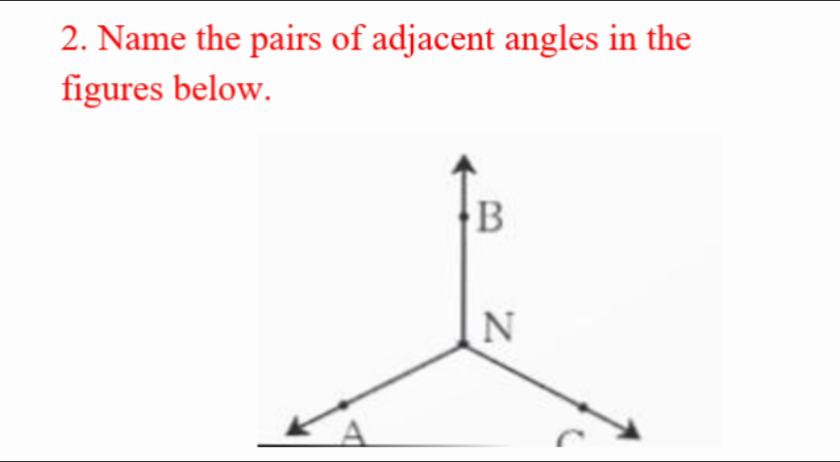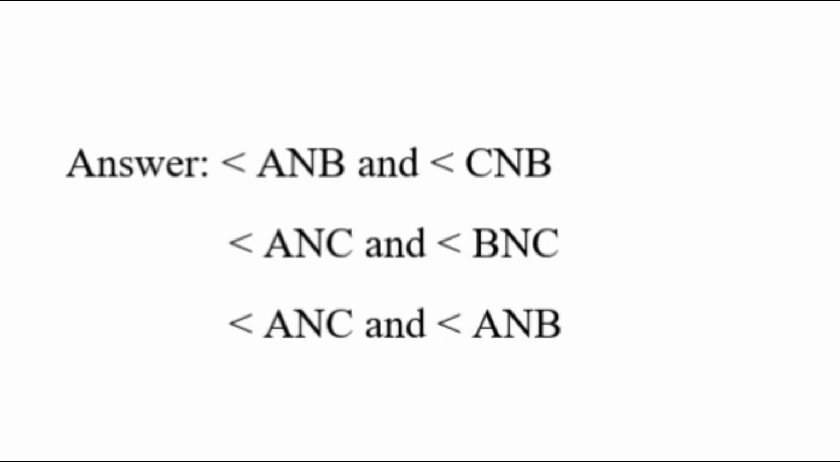Here angle ANB is adjacent to angle CNB. Angle BNC is adjacent to angle ANC. And angle ANC is adjacent to angle ANB again. So these are the pairs of adjacent angles where we can find the common vertex as N and their related common arms. The pairs of adjacent angles are angle ANB and angle CNB, angle ANC and angle BNC, angle ANC and angle ANB.